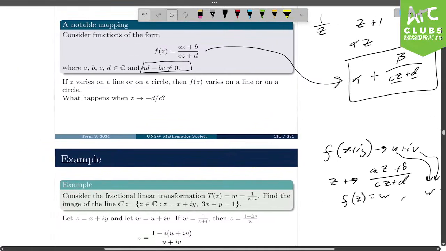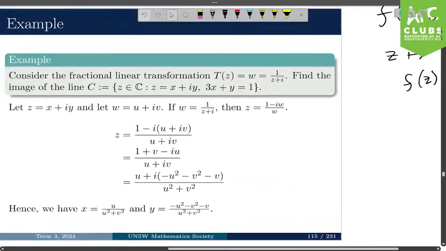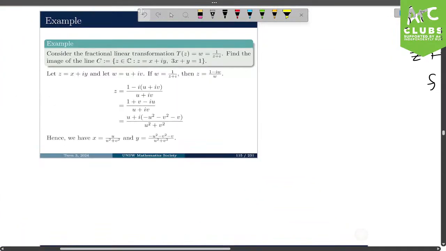So we're just going to run through a similar example to that right now. So, as we said, we have a mapping.